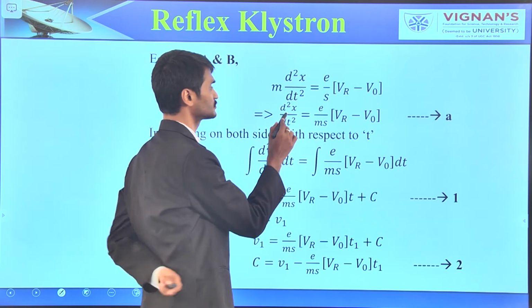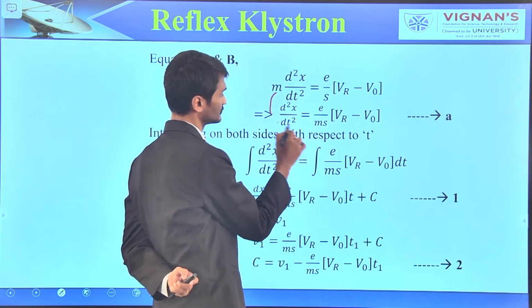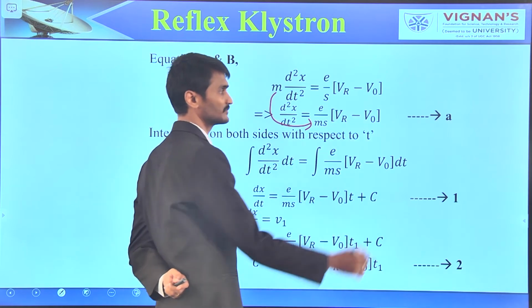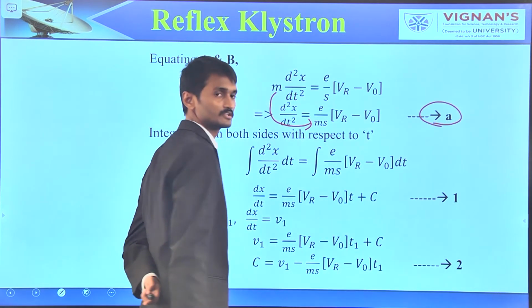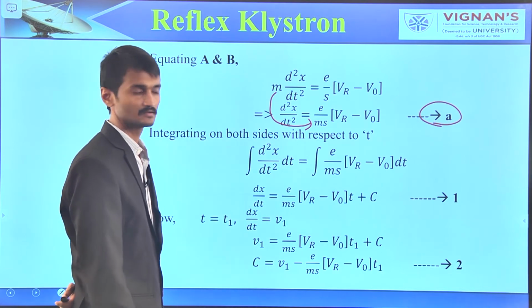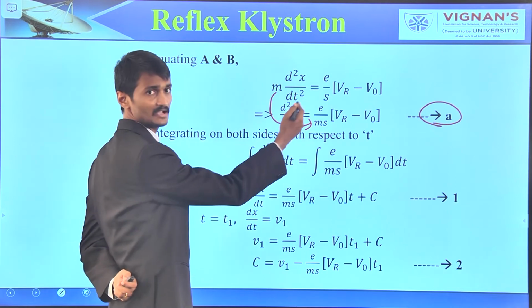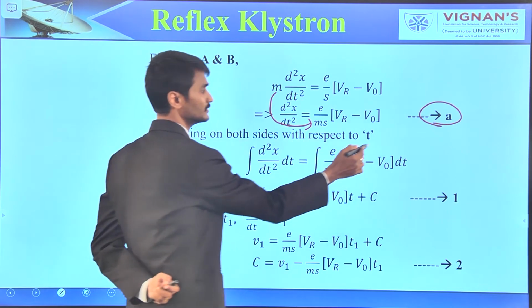So from this, d square x by dt square is equal to E by m s into (Vr minus V naught), that I am considering as equation small a. Okay, so now I have to perform the operations on that equation. So now integrating on both sides with respect to t.